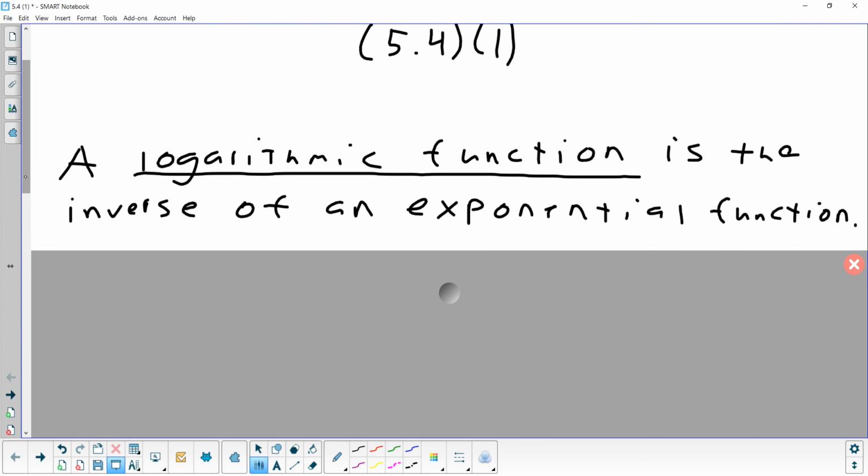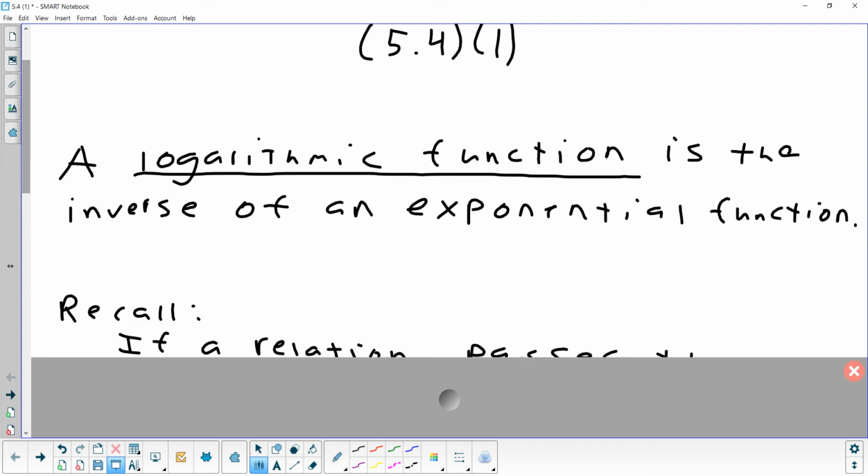So logarithms are the inverse of exponential functions. Just like squaring and square rooting are inverses, exponentials and logarithms are inverses, meaning they can undo each other. So whenever we have variables in the exponent, a logarithm is going to be what we have to use to try to solve it.